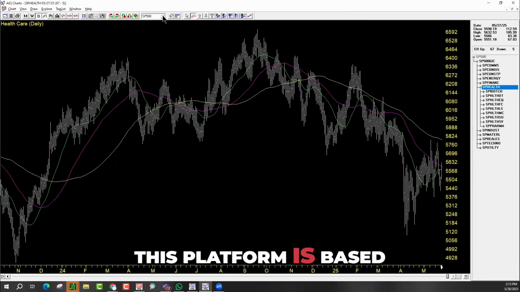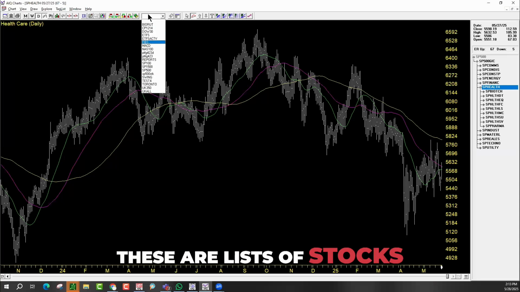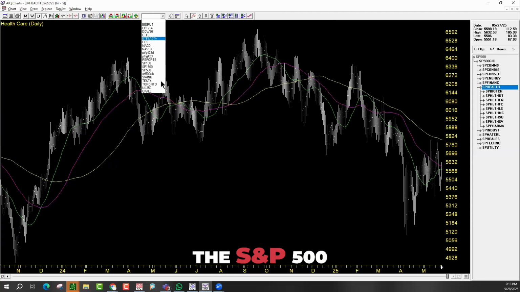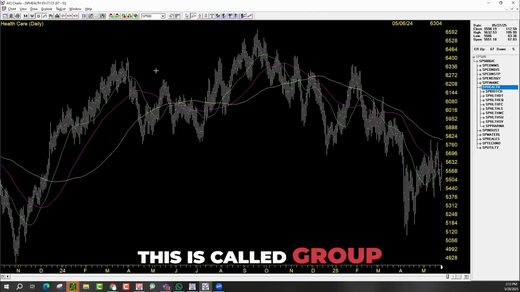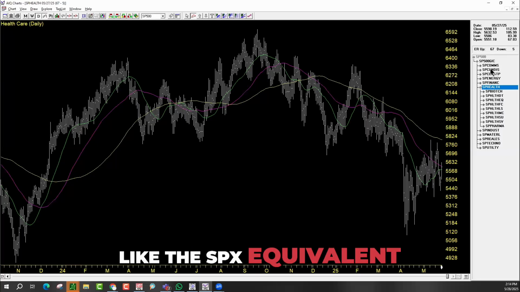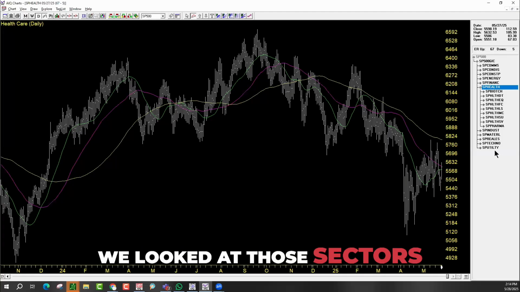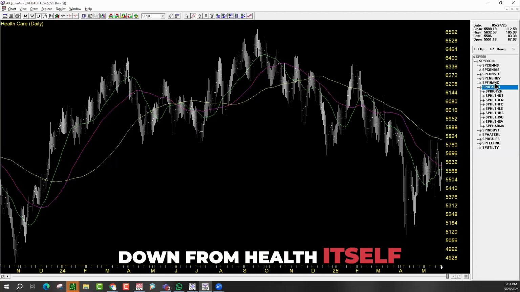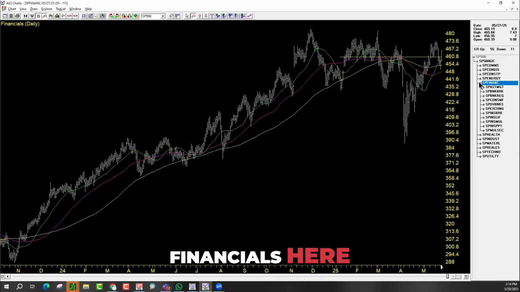Everything we do in this platform is based around lists. These are lists of stocks, whether they're in a hierarchy, or linear, where it's just a bunch of stocks in the list, or what we have here, which is the S&P 500 itself. The S&P 500, you'll see down here, is called a group sector list. It's a pyramid. It's got the S&P 500 at the very top, which is kind of like the SPX equivalent. Then it's got those sectors. Remember, we looked at those sectors within the reports a moment ago, just abbreviated here. But the next level down from health itself, this is the financials here.